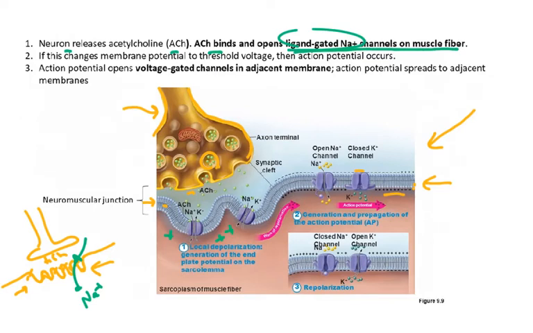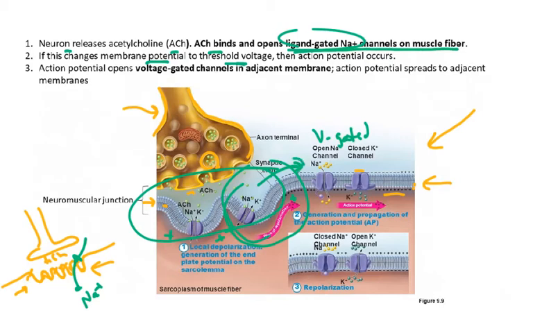If this changes the membrane potential to a threshold at this location, at the motor end plate, we're going to open additional voltage-gated sodium channels that are further away from the motor end plate. So we've just got to change the membrane voltage enough here at the motor end plate to then open the voltage-gated channels.